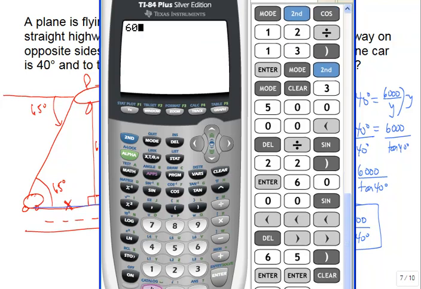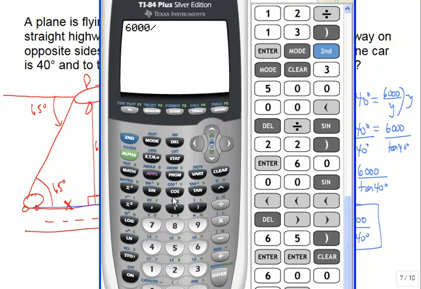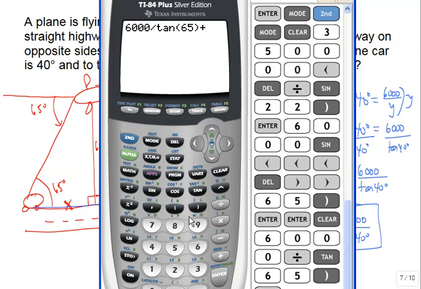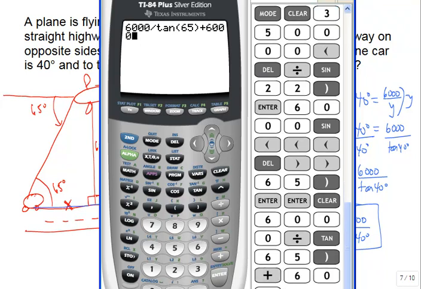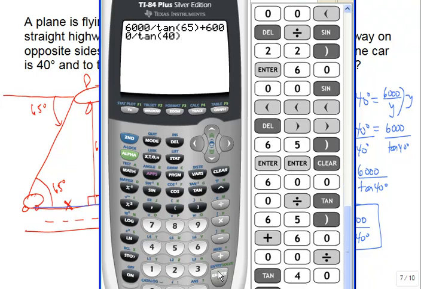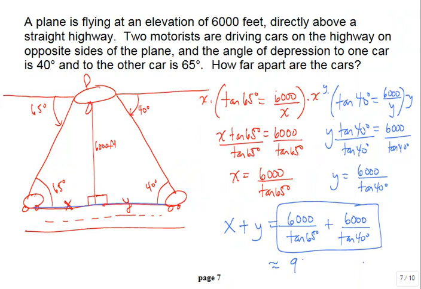So I want 6,000 divided by tangent of 65 plus 6,000 divided by tangent of 40. And we're still in degree mode. So we get 9,948.37. And this would be feet. So there's our approximate distance between the two cars.